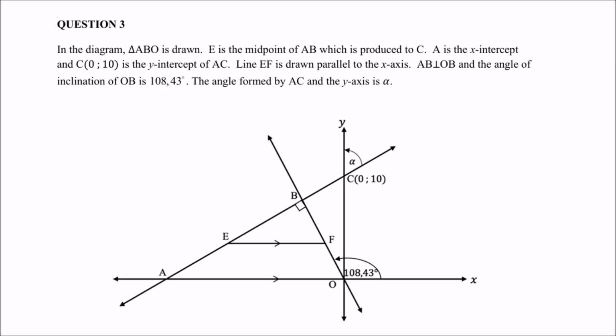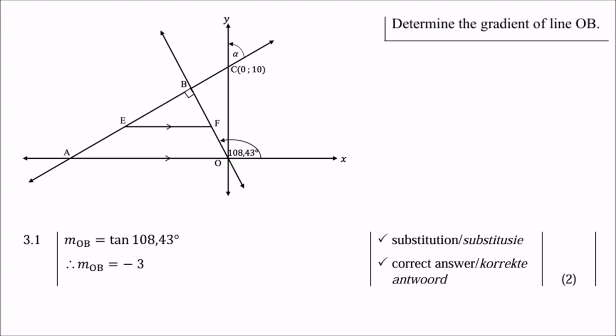Make sure you understand exactly what is given, because that is going to help you to answer the question that follows. Start question 3.1. Determine the gradient of the line OB. Now see, where's the line OB? It lies on that angle of inclination of 108,43 degrees. Now you remember this will be then the tan, if you remember. So the gradient of OB, or the m of OB, is then the tan of 108,43 degrees, which of course, if you use a calculator, is -3.